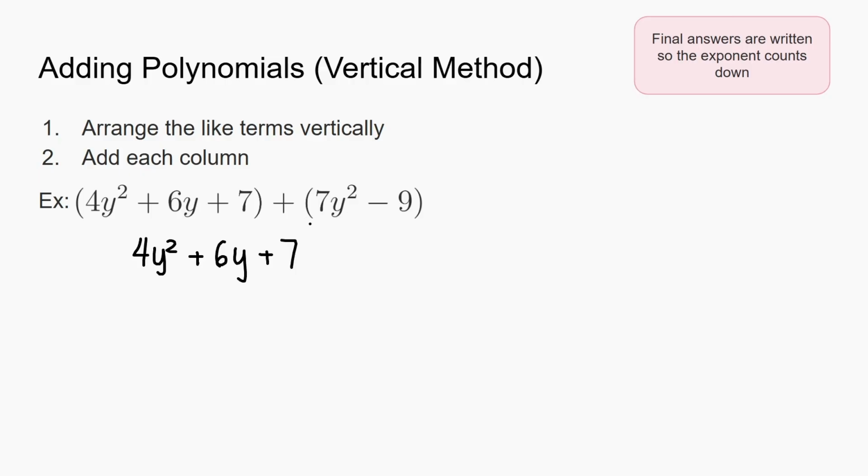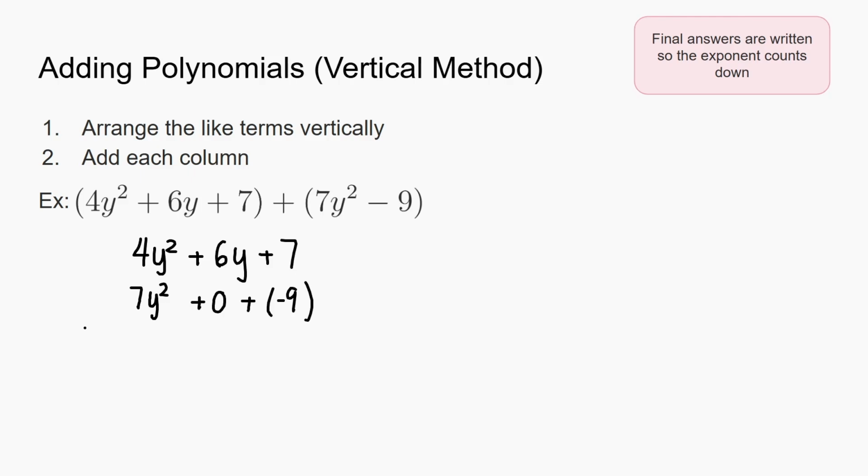Now we're going to write down this polynomial, but vertically. And we're going to match the like terms. So the 7y squared goes right below the 4y squared. In this case, we have a negative 9 next, so nothing in this y section. You can just leave it blank, or you could write plus 0 here if you want to mark down the spacing, negative 9.